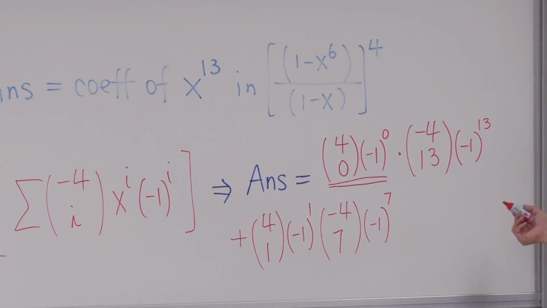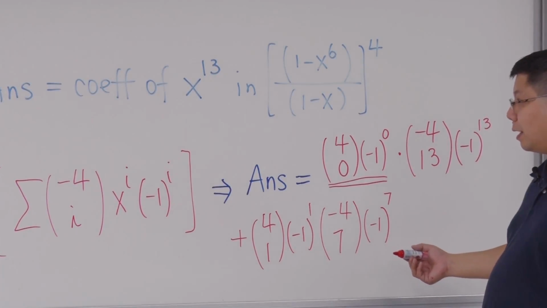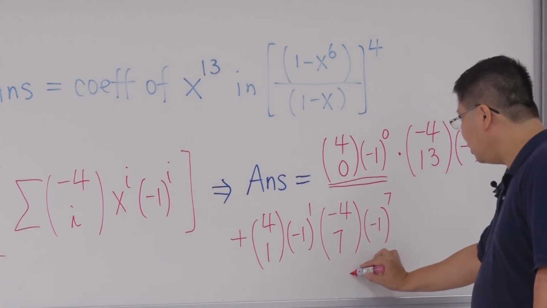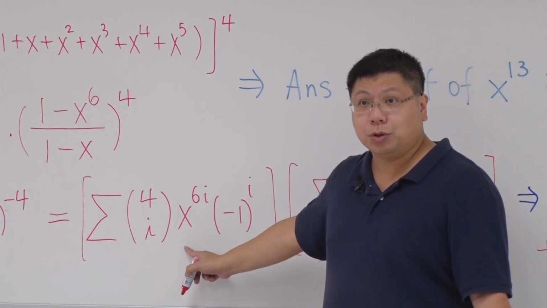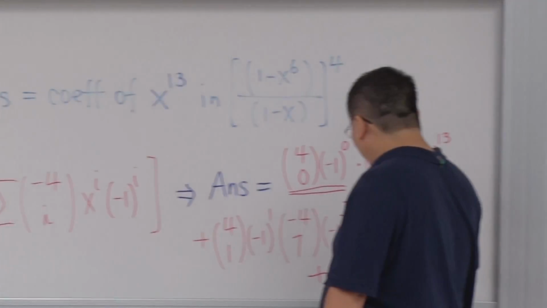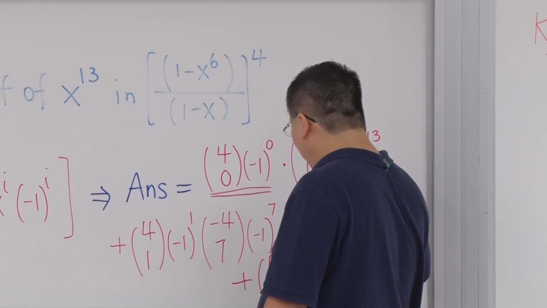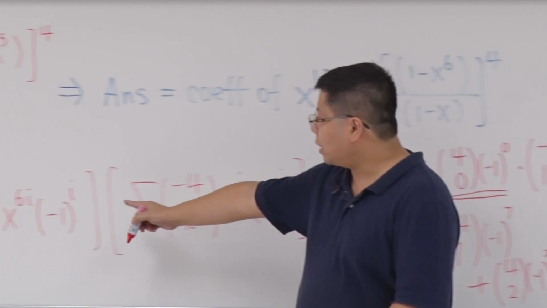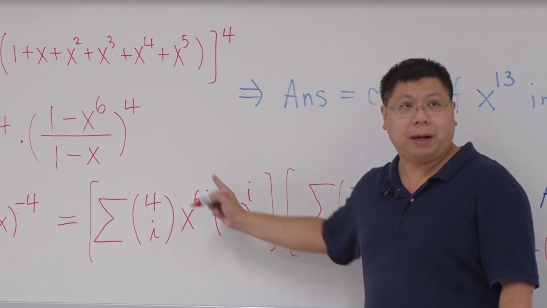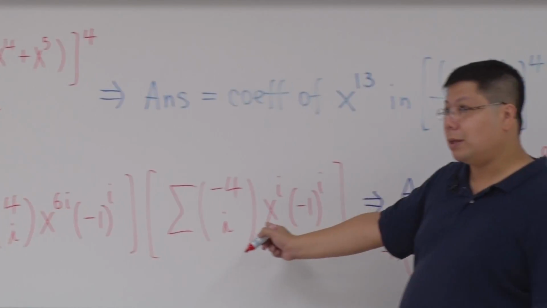And then that's not the end. We also have another term. So here, we may be choosing i equal to 2. So you get 4 choose 2 times minus 1 to the power 2. And then 4 choose 2, then you get x to the power 12 on this part. And then we need x to the power 1 on this part.